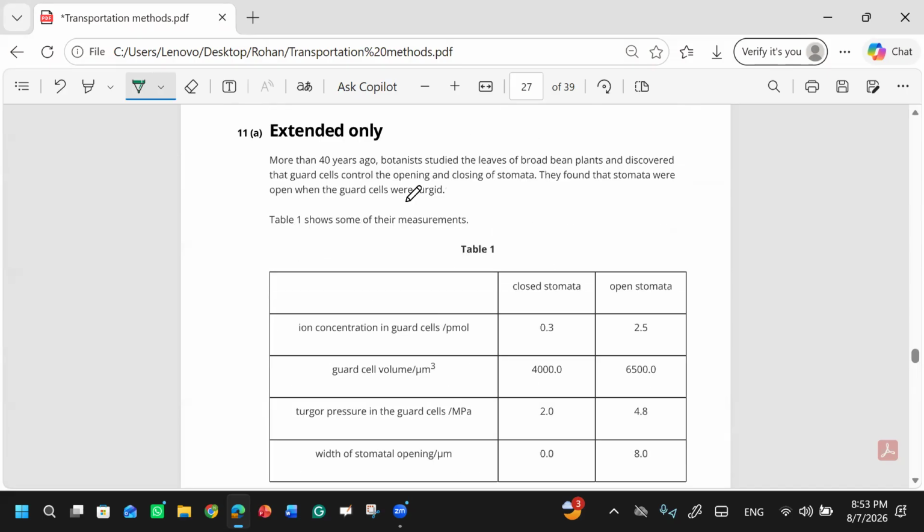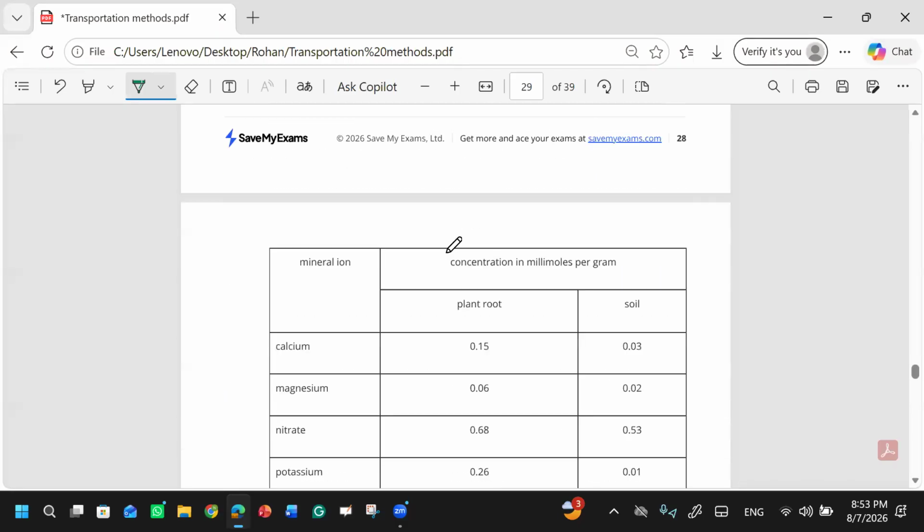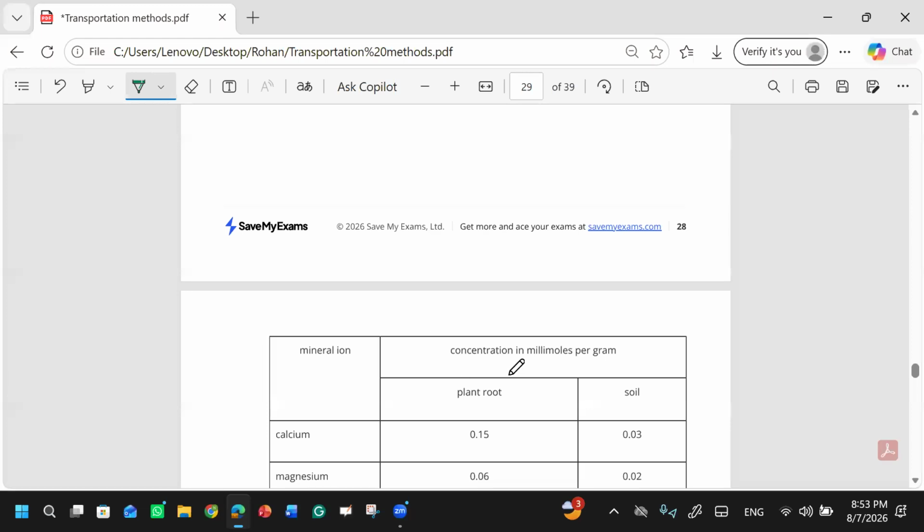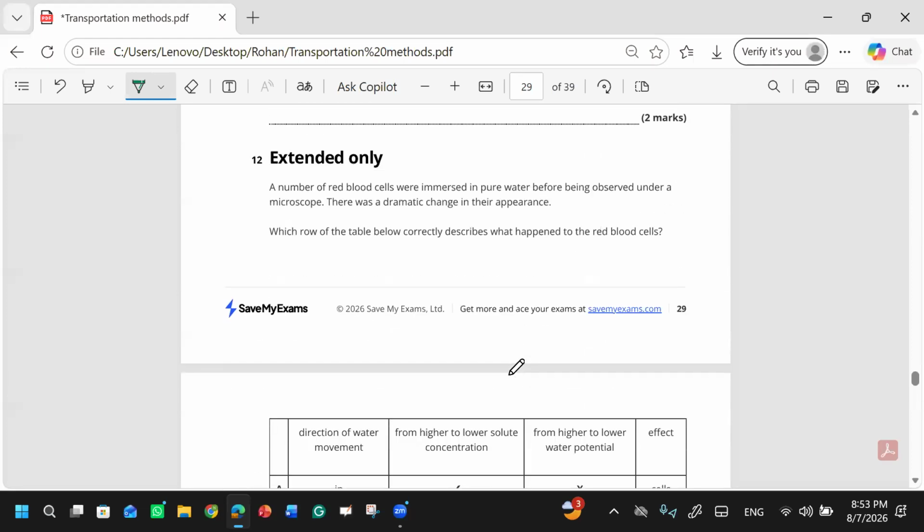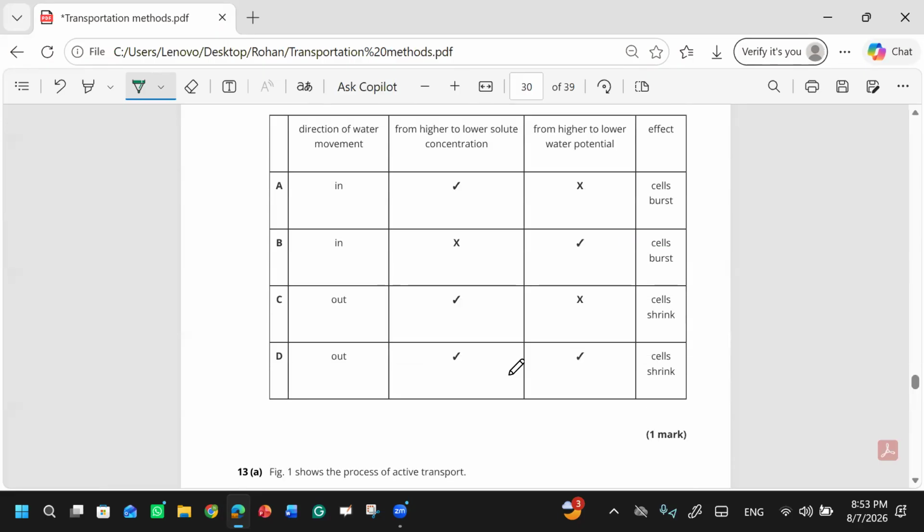More than 40 years ago, botanists studied the leaves of broad bean plants and discovered that guard cells control the opening and closing of stomata. They found that stomata were open when the guard cells were turgid. You know about the guard cells? No. We have not done stomatal opening, this is in the plant portion. You can skip this, the plant root. We have not done this yet. This one we have done.